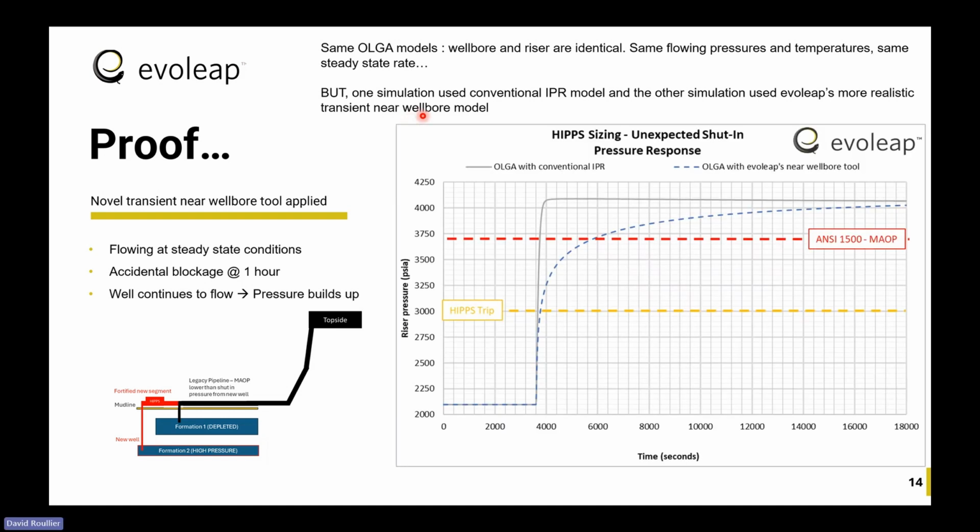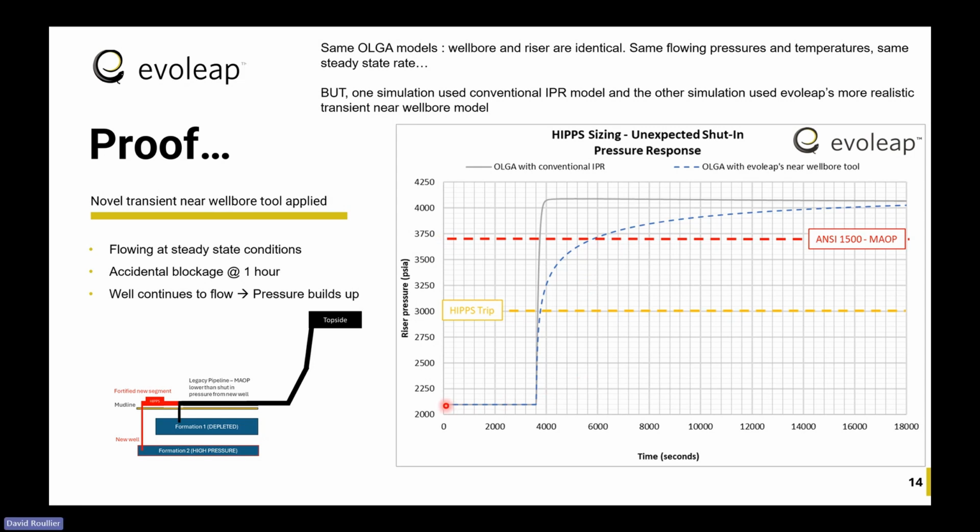So what you have here is our actual data from our simulations, and you have here the riser pressure. You're observing, let's say, pressure here, which is a segment that's rated only for ANSI 1500, okay?